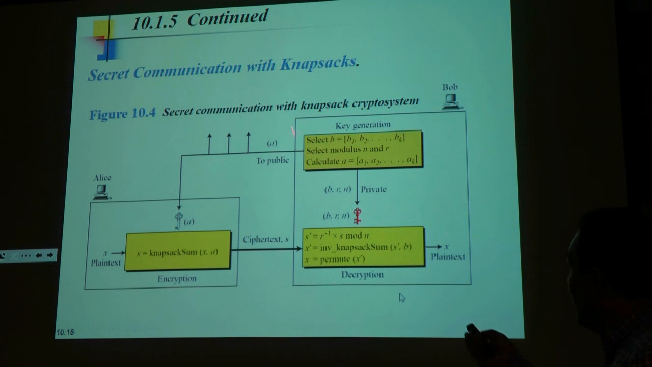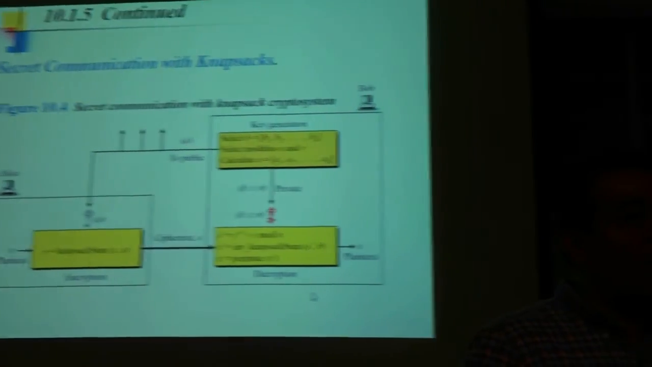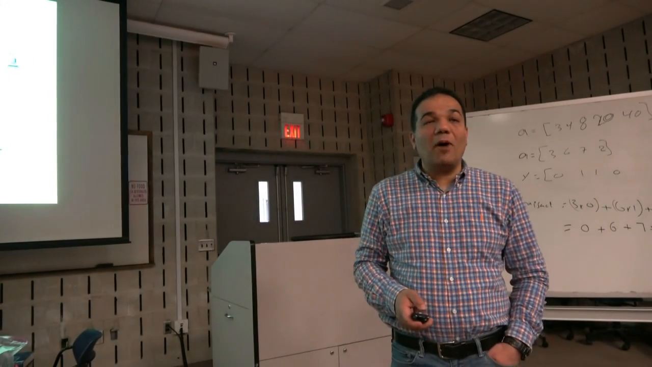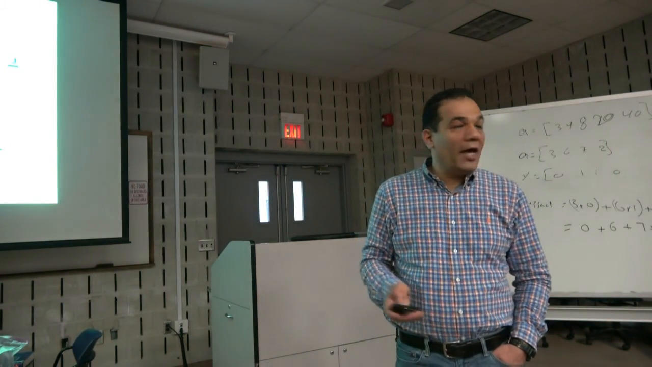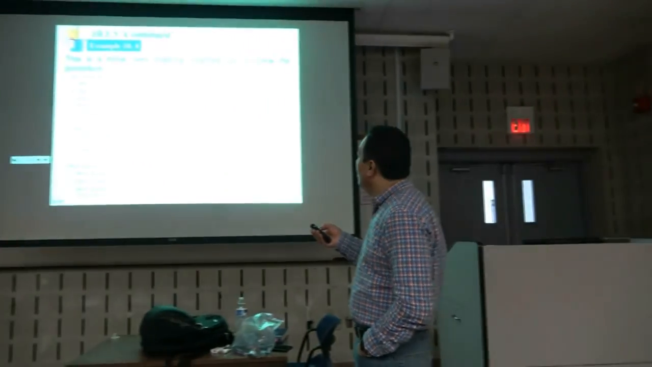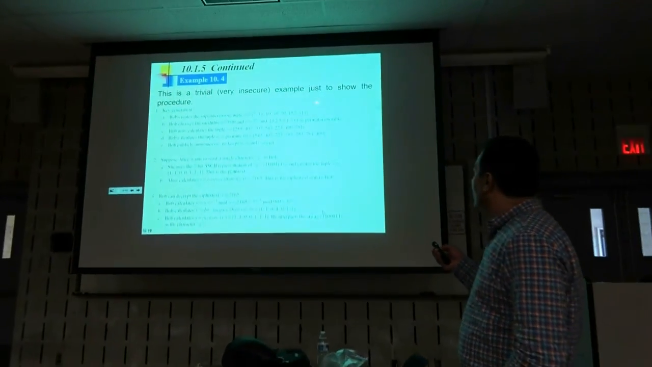Okay. So an algorithm for generation, an algorithm for encryption, an algorithm for decryption, public key, private key. Public key, private key. Alright? So what made it possible is the trapdoor we have created. So this is an example, a very trivial example.